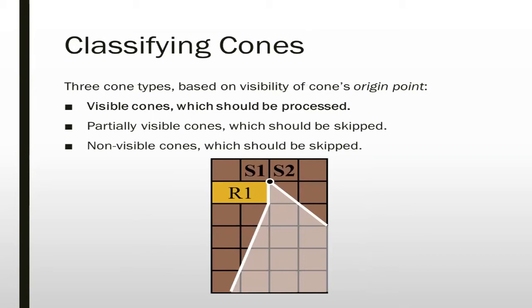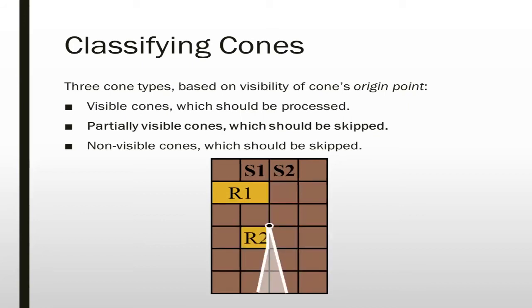It is also important to classify cones based on the visibility of their origin point. A cone's origin point is the point within the cone that is closest to both FOV sources. This will be a relevant point of the rectangle from which the cone was cast. In the figure here, that is the top right point of R1. Visible cones have an origin point that can be seen by both FOV sources, and they are in fact the only type of cone which need to be processed in order to update the FOV.